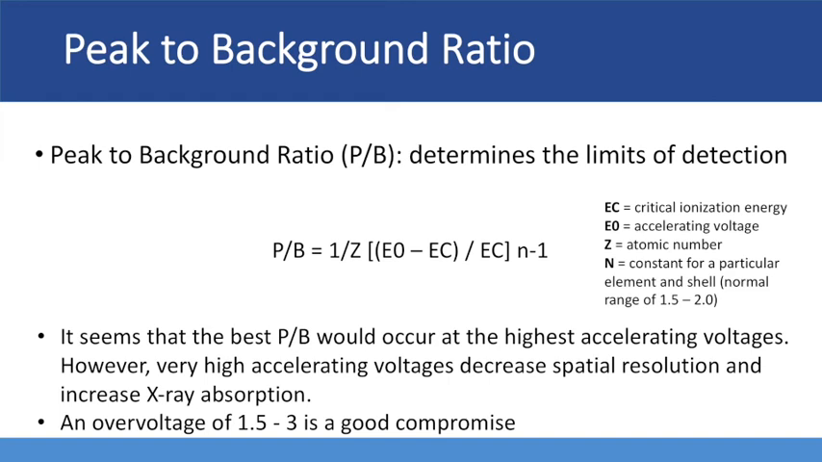I will caution you though, while it seems like the best peak-to-background ratio based on this equation would occur at the highest accelerating voltage, you still need to consider that increasing your accelerating voltage decreases the spatial resolution and increases the X-ray absorption. Therefore, it's a good rule of thumb to use an overvoltage of 1.5 to about 3, with the overvoltage being the multiple of the minimum voltage needed to kick the electron out of its desired shell.